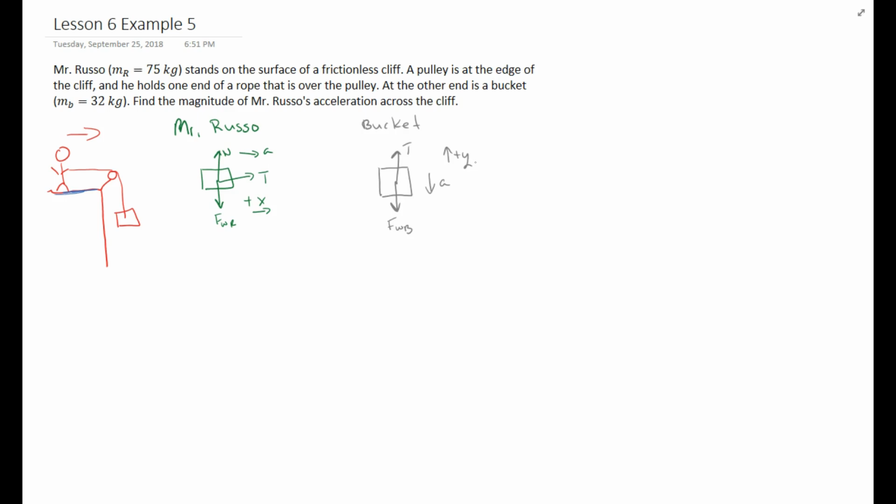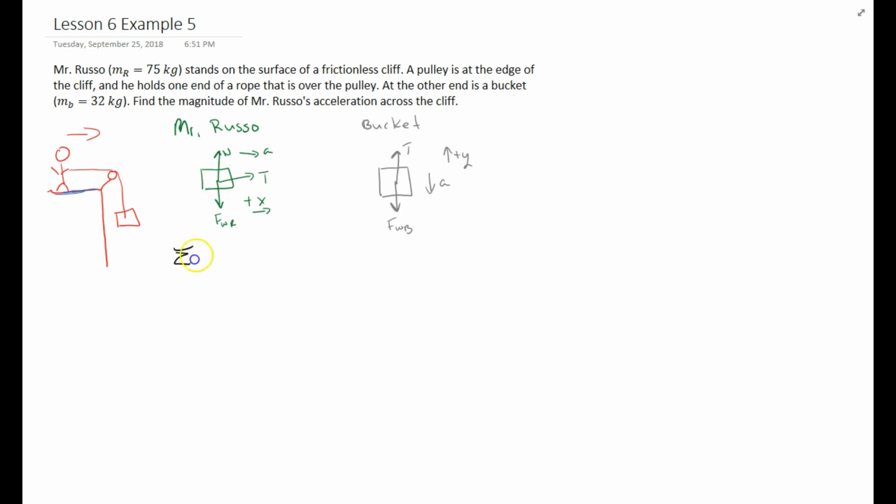So, using these, we're now going to build equations that are going to help us solve for acceleration. As a part of that, we're going to apply Newton's second law to each case. We will start first with Mr. Russo's case. When we look at this, we're not really interested in what's going on in the vertical direction. It's going to cancel out. We don't really have any up and down acceleration. All of our acceleration is happening across. So that's what we're interested in.